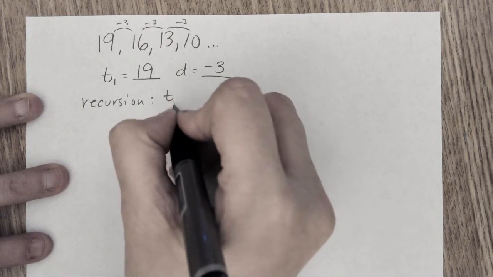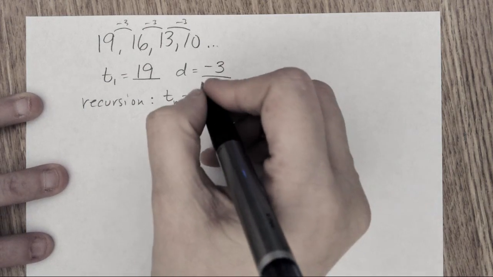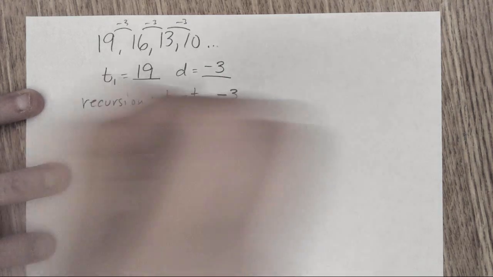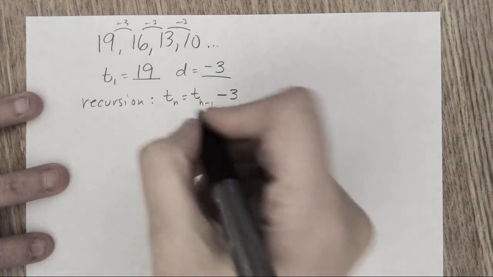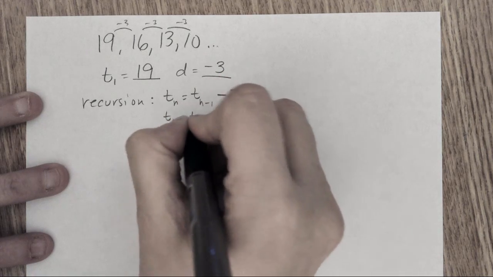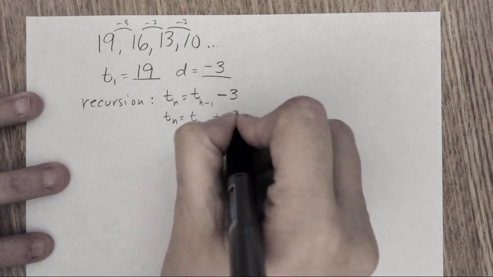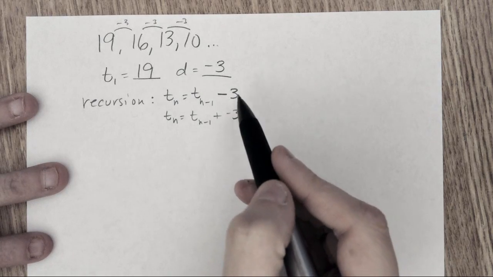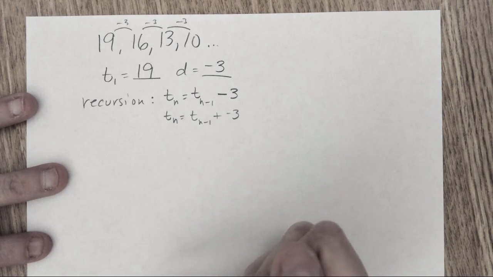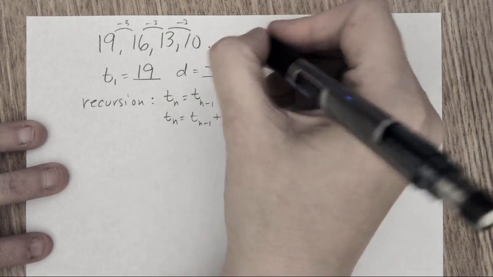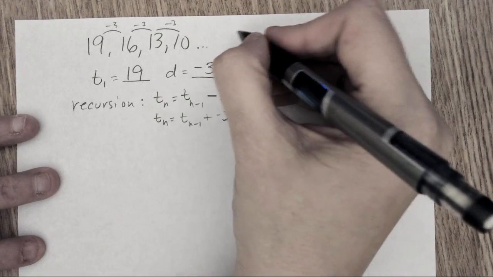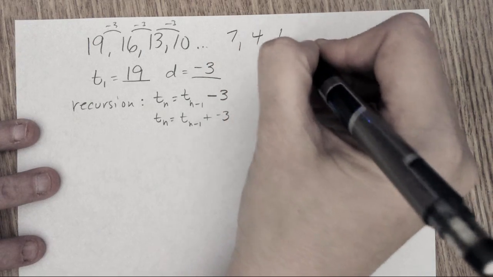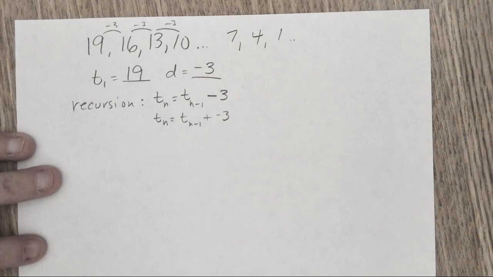Okay? So now, when I find my recursion, I'm going to have T sub n equals T sub n minus 1 minus 3. You could put plus negative 3, so if you put T sub n equals T sub n minus 1 plus negative 3, that is perfectly fine. But this is how you're going to see the final answer most often. So I would get used to writing it this way. Okay? My next 3 terms, if I use my recursion formula, are going to be 7, 4, 1. It's going to keep on going.